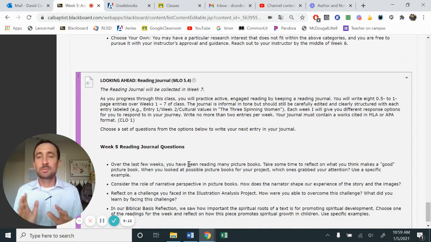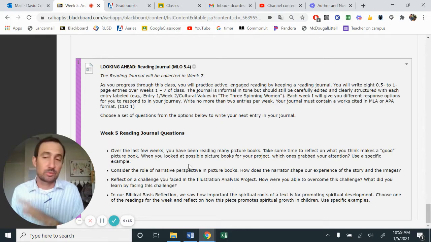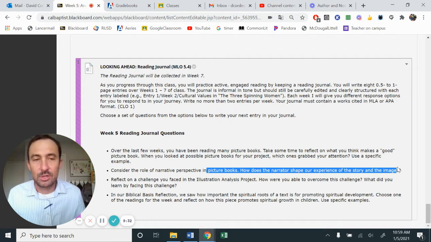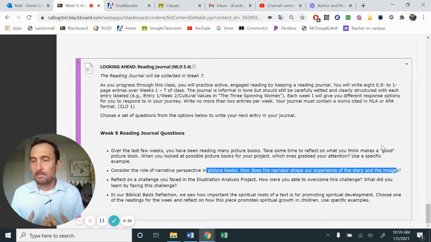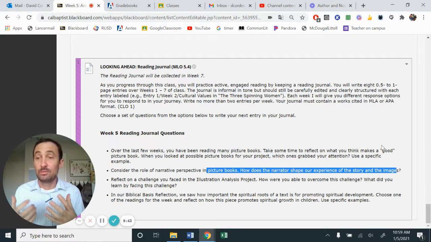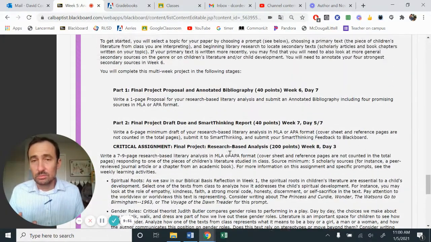Okay. Last but not least, as always, we've got our reading journal questions, which will be due week 7. Hopefully you have been keeping up on these. It only is a half page to a page response for some of these questions. So you can look back, consider the role of narrative perspective in children's book. How does the author shape the experience and the image for the child? What is that like? Half a page response. The reflection really is for you to just kind of download and process the information that you've done throughout the week, and then you'll be submitting all of them on week 7.